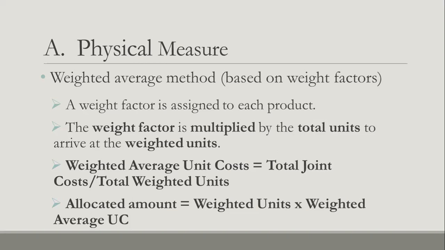The weight factor is multiplied by the total units to arrive at the weighted units. To get the weighted average unit cost, you have to divide your total joint cost over your total weighted units. So the allocated amount is equal to the weighted units times your weighted average unit cost.